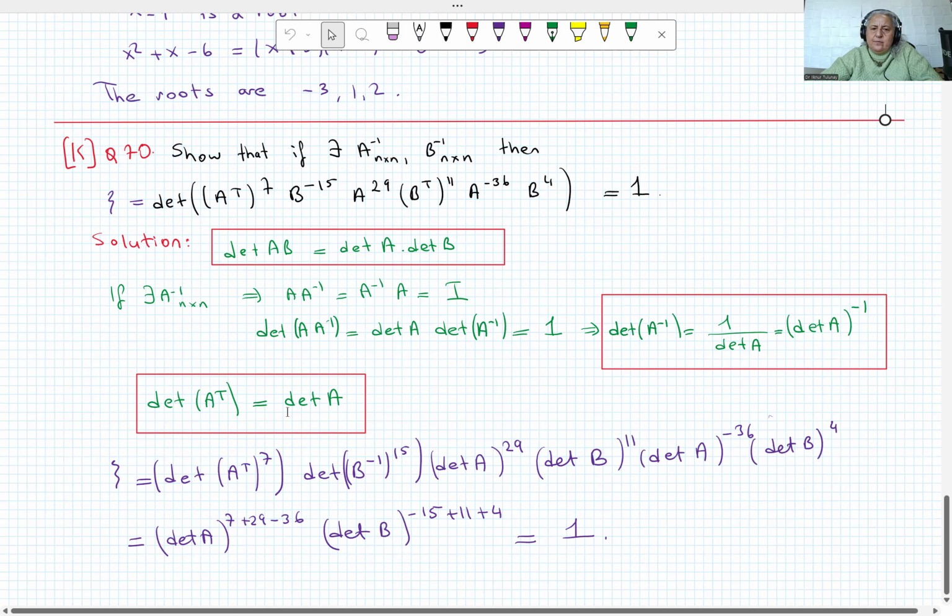In order to show that, these are the facts that we know, some properties of the determinant that we can use to simplify this equation or to prove this. First of all, the determinant of a matrix product AB is determinant A times determinant B. This is one property of the determinant. If the inverse of a matrix exists, then A inverse A is the identity. This is the definition of the inverse of a matrix, as we know.